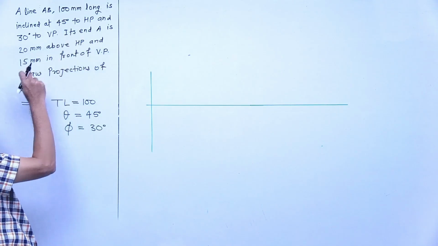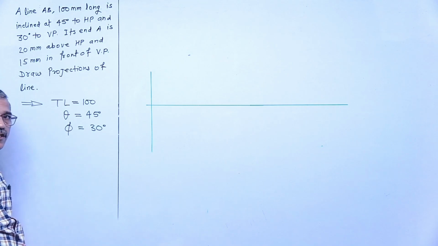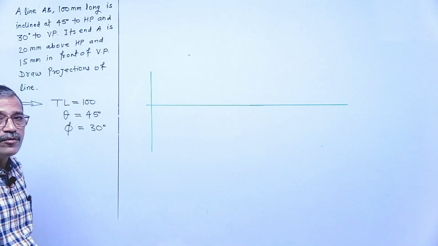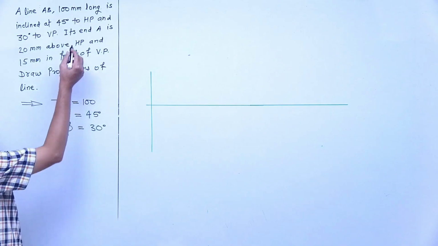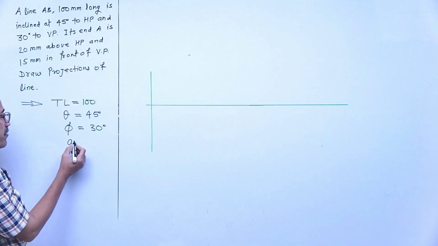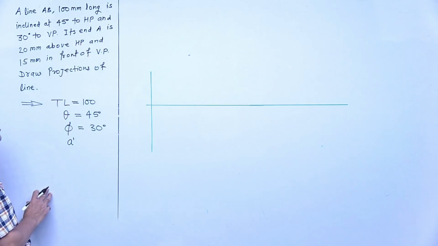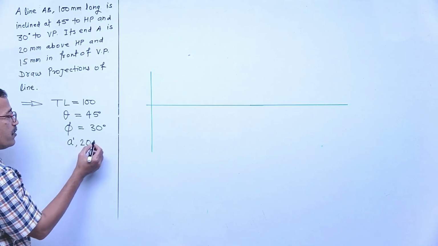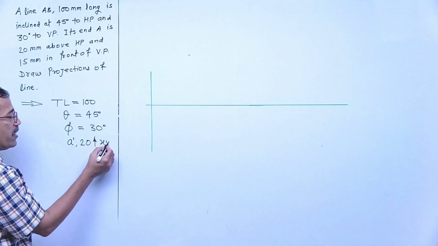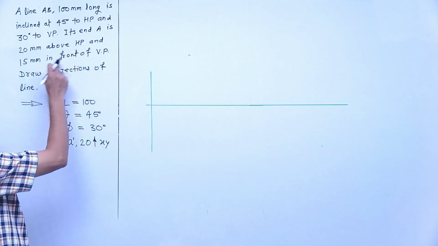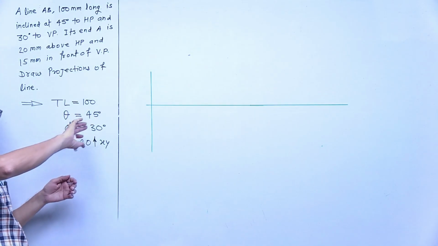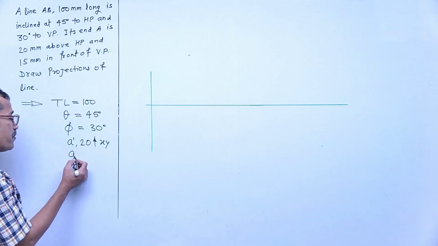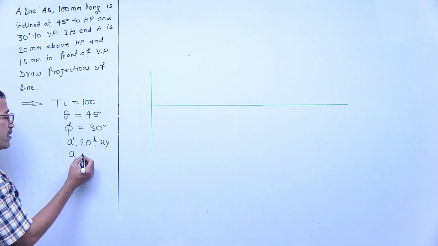Its end A is 20 mm above HP. Whenever any point is located above HP, its front view will be above the XY line. End A's front view will be represented by a dash, a small letter with a dash. 20 mm above HP means the front view is 20 mm above XY. And 15 mm in front of VP. Whenever any point is in front of VP, its top view will be below the XY line. The top view is represented by a small letter without a dash.